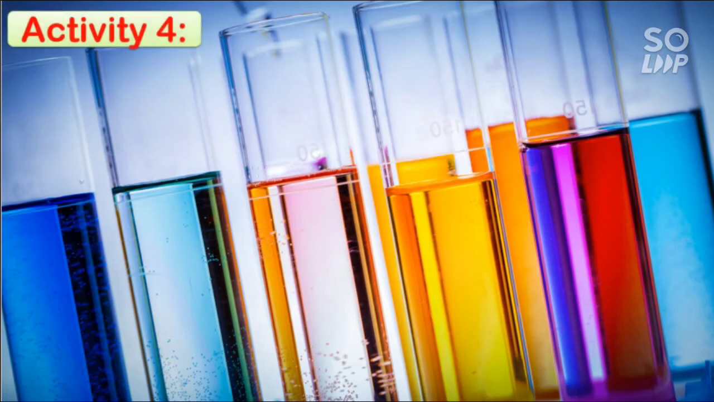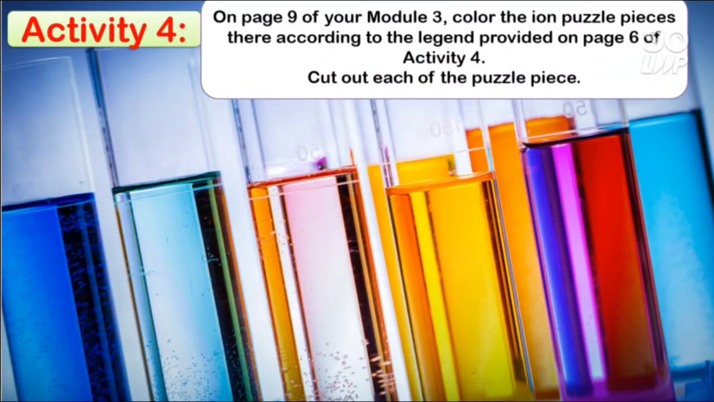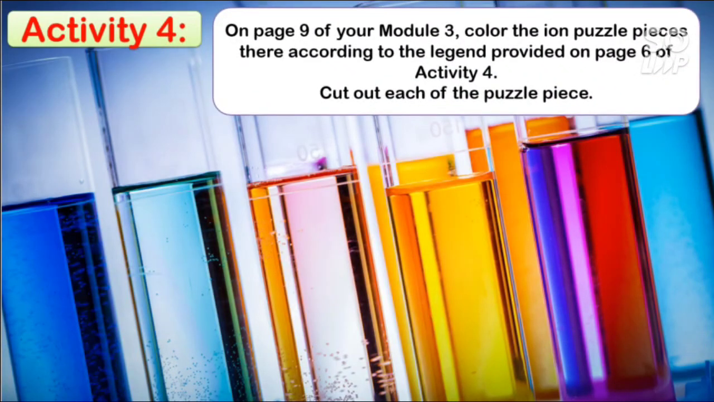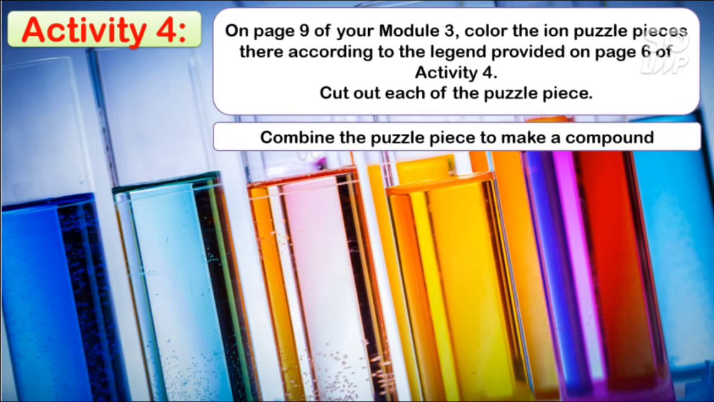In activity number 4, another difficult task in module number 3, on page 8 or page 9 of your module 3, there is an ion puzzle. So color the ion puzzle pieces there according to the legend provided on page number 6. After coloring, cut it out and then combine the puzzle pieces to make a compound. So you just follow the stability. How many electrons should the compound have to attain stability?